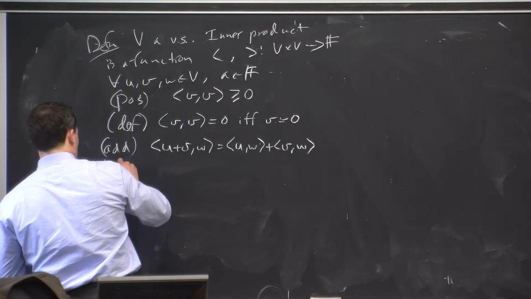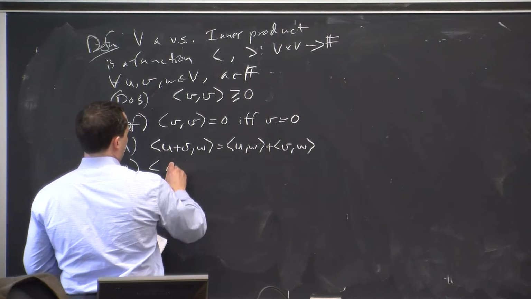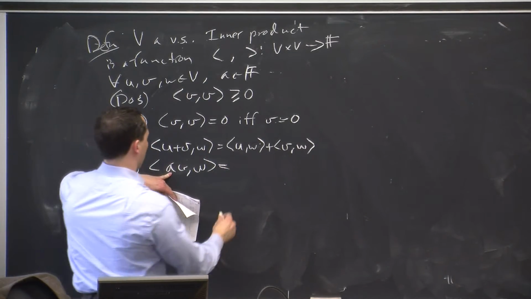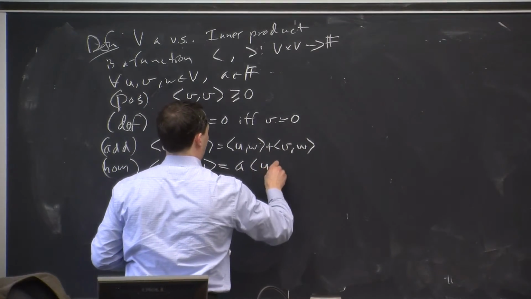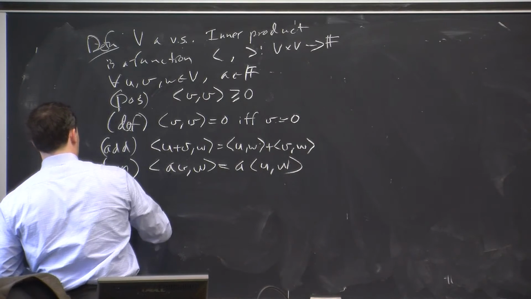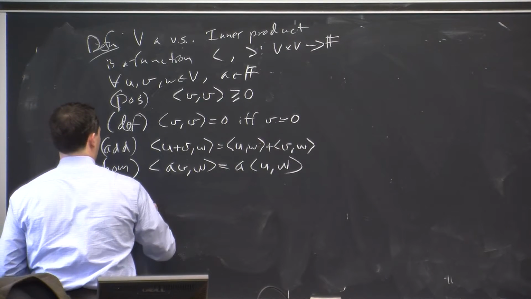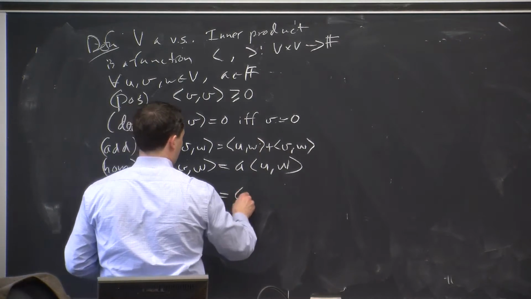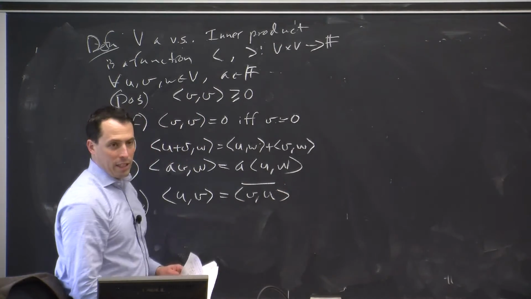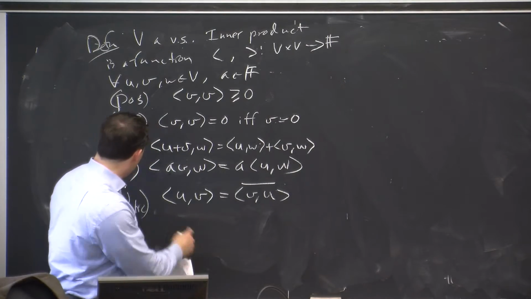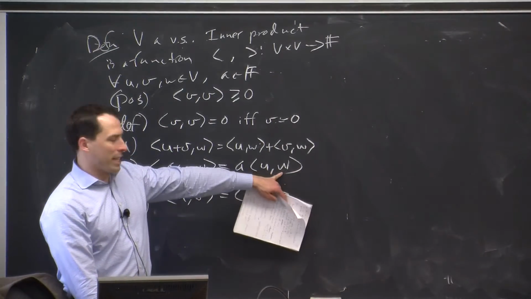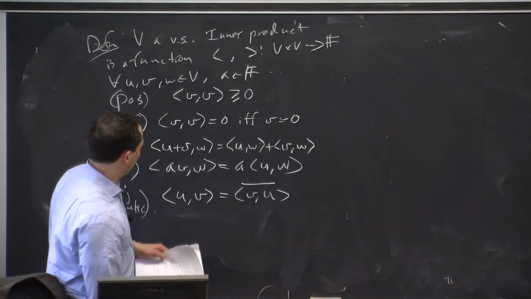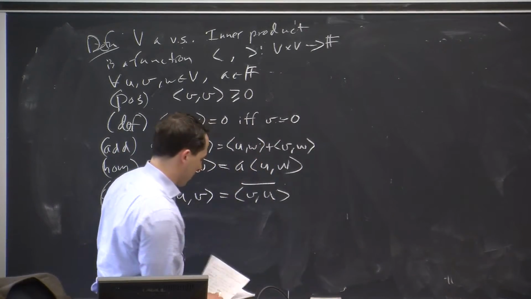And two more properties: homogeneity in the first coordinate, meaning that I can pull out a scalar that's multiplying the first vector. And it's conjugate symmetric, meaning that if I flip the order, I have to conjugate. Okay? It's an ordered pair. And this had the consequence that if my scalar multiple was happening in the second slot of the inner product, pulling it out would result in a complex conjugation. So it's conjugate linear in the second slot.